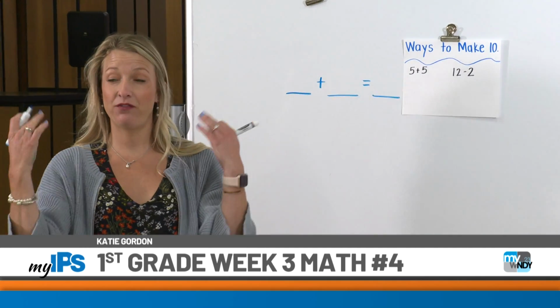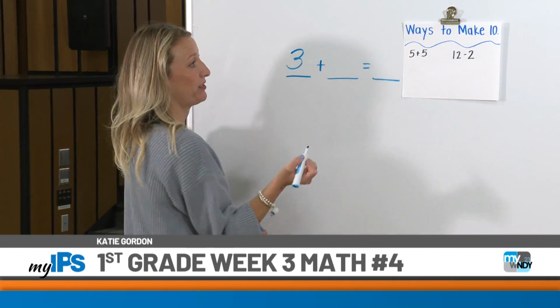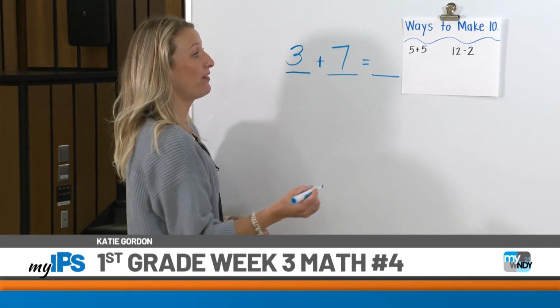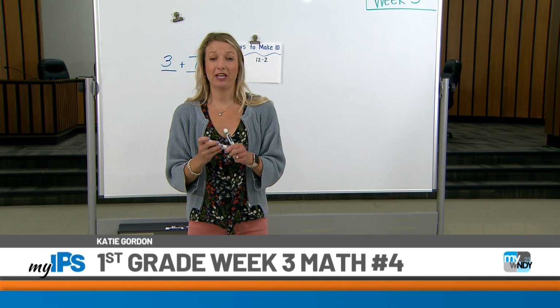And we can think about our fact families as well. Remember, you could have a 3. What plus 3 gives you 10? 7. So you have to come up with 10 ways to make 10. So think about your friends of 10.